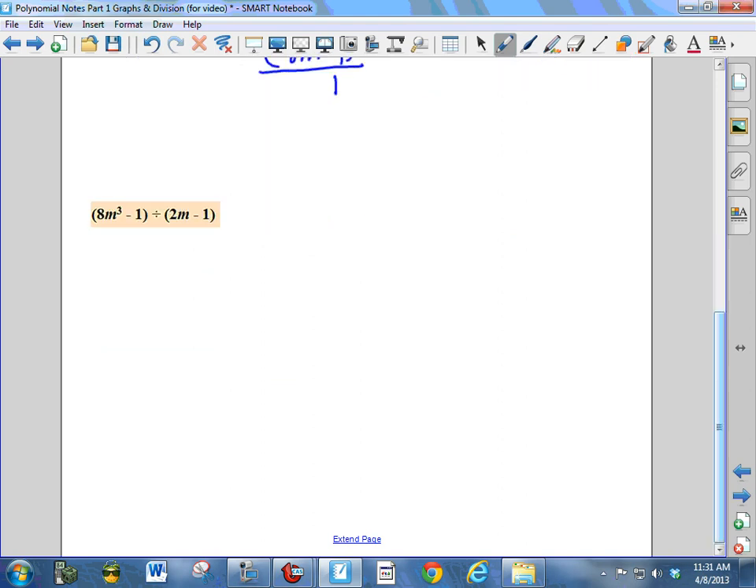Okay, last one of the long division. Now this one is a little different, and it illustrates another point. Notice that we have missing terms here. We have an m cubed but no m squared or no m. So when we write this, it's important that we leave placeholders for those spots. So we're going to write 2m minus 1 outside the division bar, but inside the division bar it's 8m cubed plus 0m squared plus 0m minus 1. We need to do that because when we bring down the next term, we always have to bring down the term of the next degree, so we have to have something to bring down.